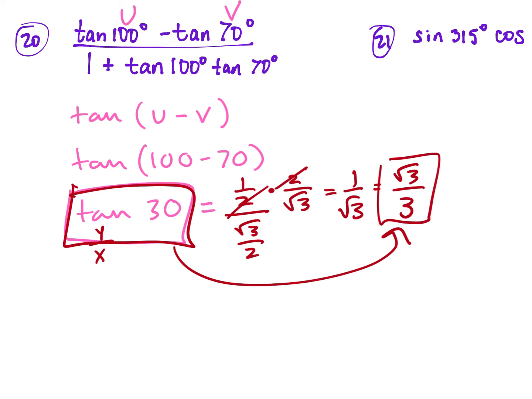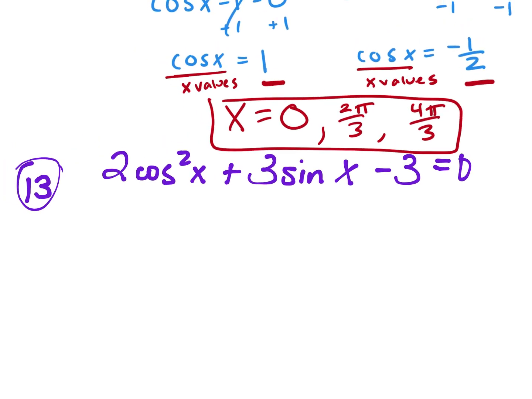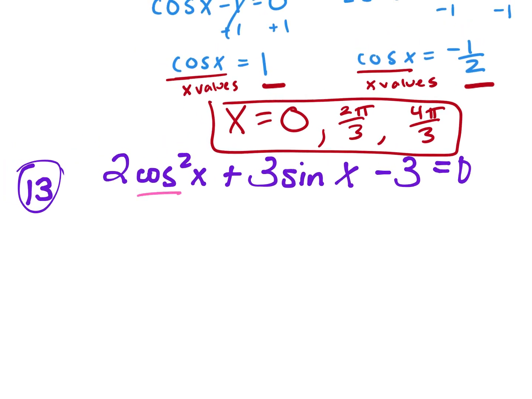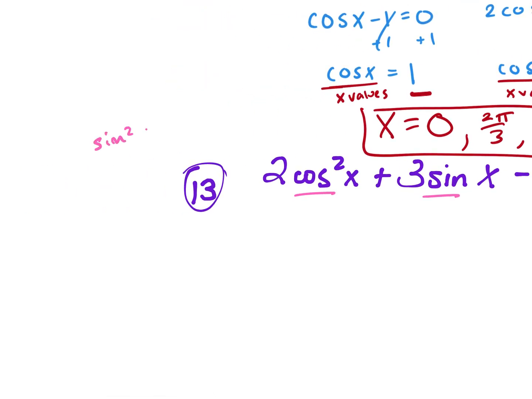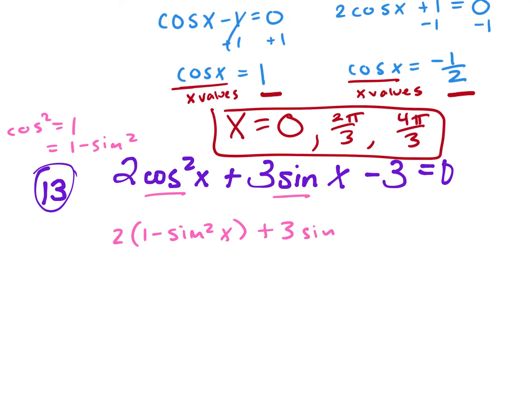All right, so 13. So I have a cosine squared and a sine. They're different. I can't factor unless they're the same. So what should I do? Substitute cosine squared for 1 minus sine squared. So I know sine squared plus cosine squared is equal to 1. So cosine squared is going to be equal to 1 minus sine squared. So I have 2 times 1 minus sine squared x plus 3 sine x minus 3. What should I do next?